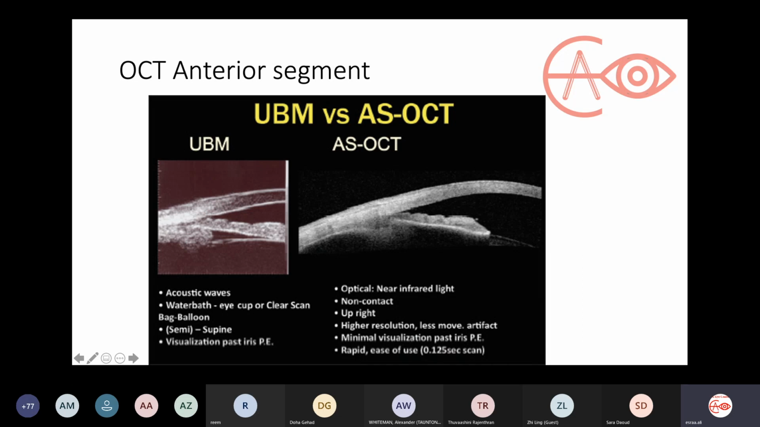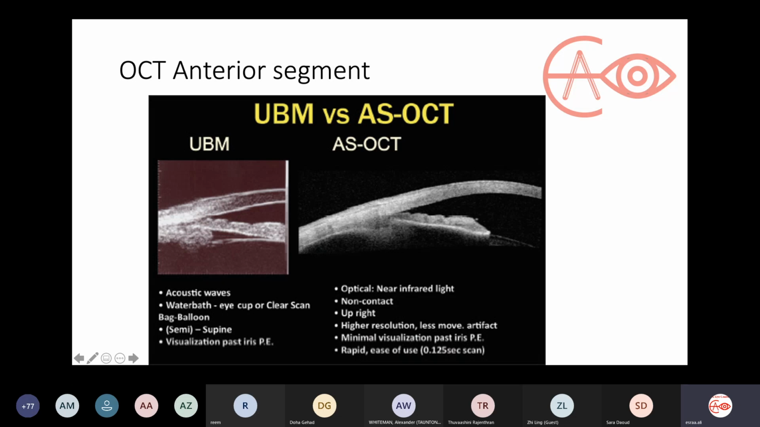So the light waves, when they meet the pigment epithelium of the iris, will be reflected back. You will not be able to see anything behind the pigment epithelium of the iris. So if you're looking to diagnose something in the ciliary body, then ultrasound biomicroscopy is the way to go. But if you're looking at the angle, if you're studying the cornea, anything like that, then pick the OCT.